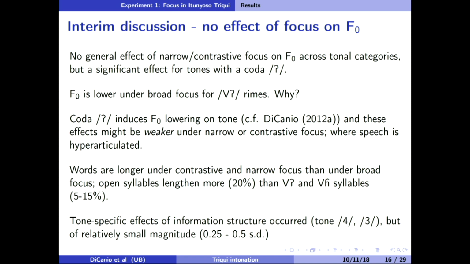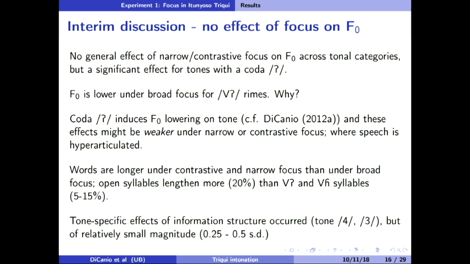To finish my section, we found no general effect of narrow focus on F0 across the tonal categories, but there was a significant effect for tones with a glottal coda, which we didn't show. The figure's there, and if we have time, we can look at it. So we might ask, why is F0 lower in broad focus cases, which I'm stipulating, but you could see it later if we have time. Why would that be the case?